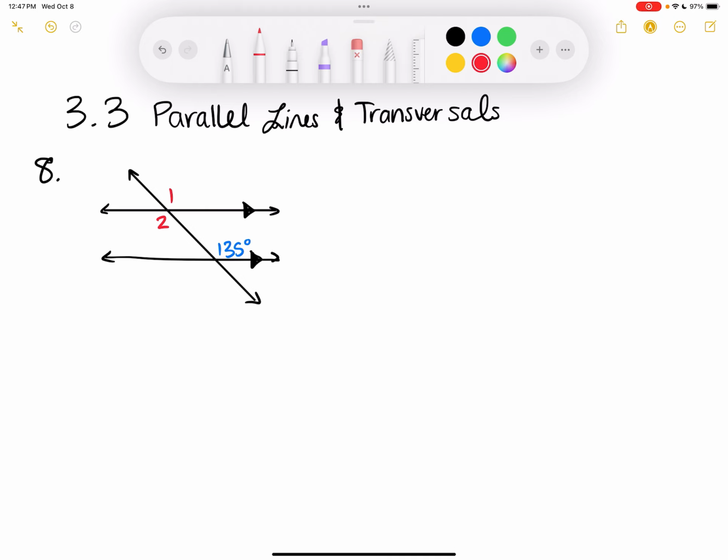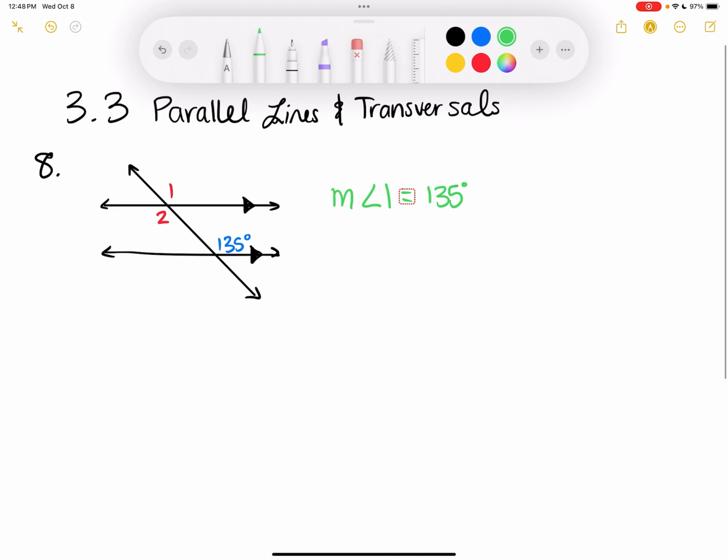All right, so we have our picture here, and I'm trying to find the measure of angle 1 and the measure of angle 2. So the measure of angle 1 would be equal to what? 135, and what would the reason for that one be? Corresponding angles postulate.